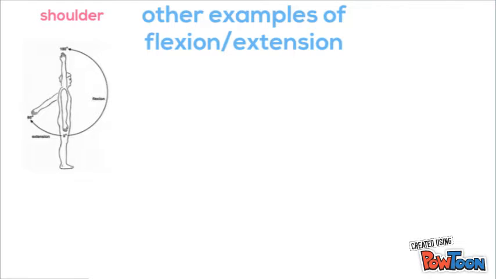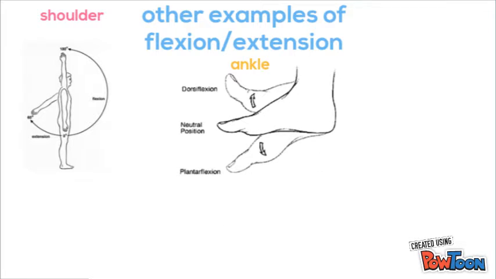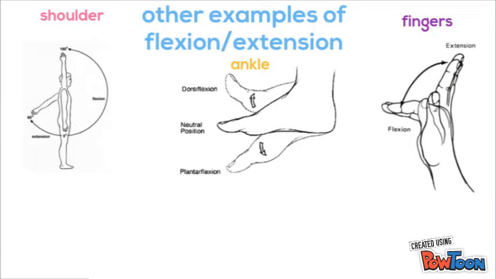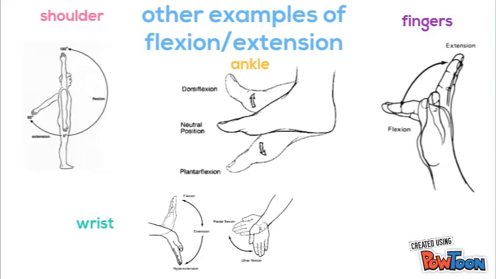There are different examples of flexion and extension throughout the body, such as shoulder flexion and extension, dorsiflexion and plantar flexion, which happens in the feet, finger flexion and extension, wrist flexion and extension. Next up, we will be talking about the movements in the frontal plane.